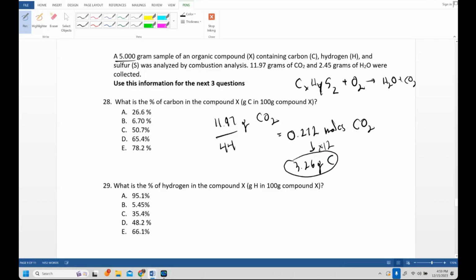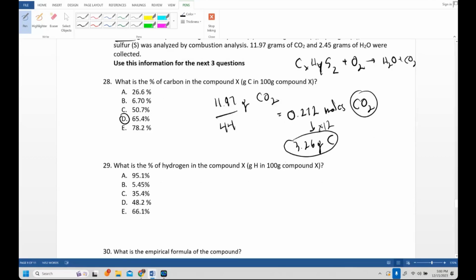The original sample is 5 grams. And I know it's a 1-to-1 ratio because CO2 and carbon is 1 carbon to 1 molecule, right? So the ratio between oxygen and the molecule would be 2-to-1, but from carbon to the entire molecule would be 1-to-1. So we would take 3.26 divided by the 5 of the original sample, and that gives us 65.3. I think I rounded differently, but it would be 65.4.